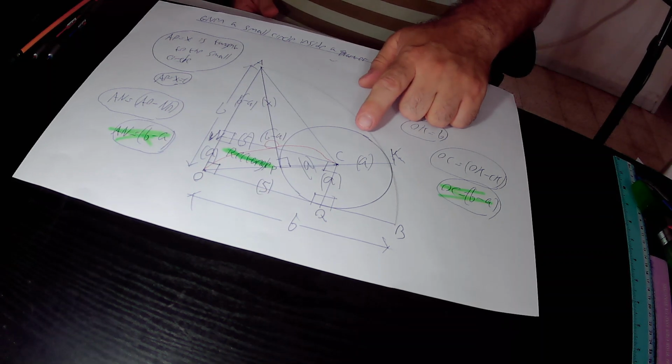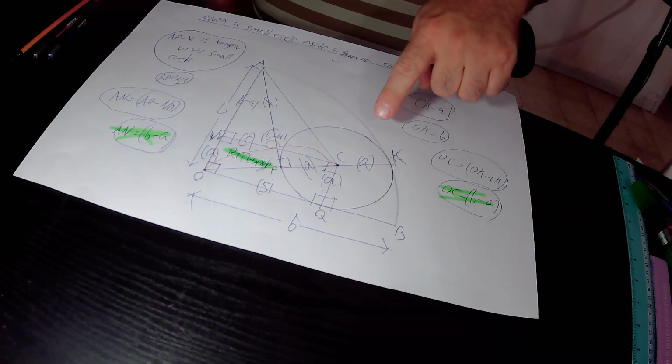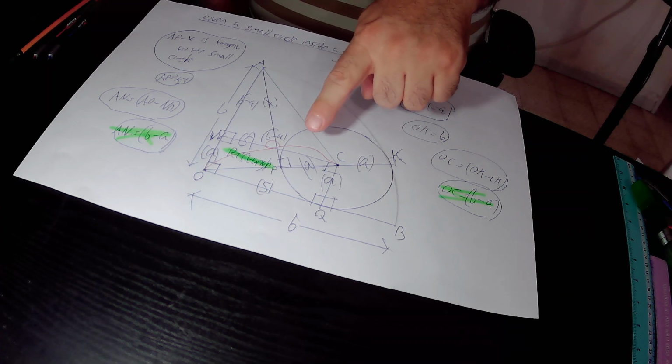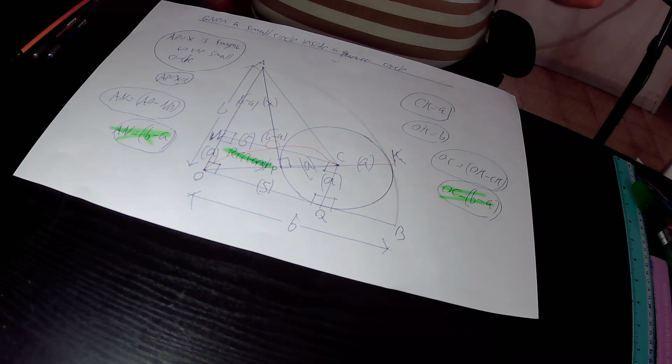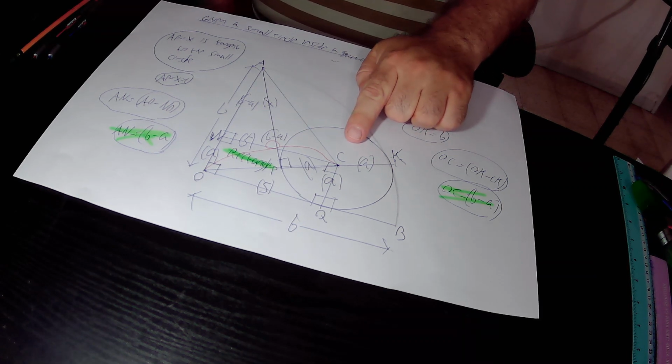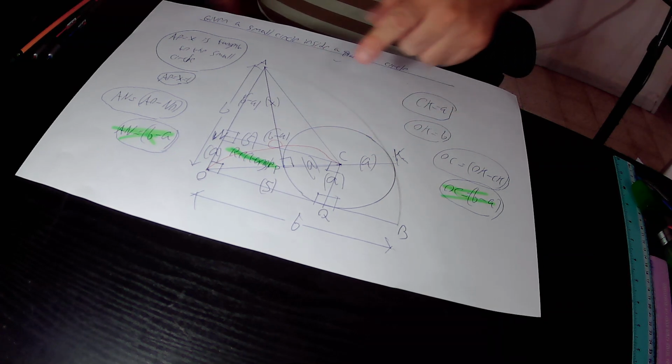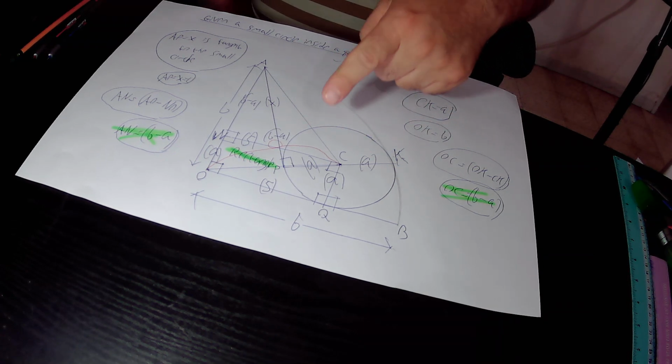In the next step, we join points P and C together by straight line. AP is tangent to this small circle at point P. So point C is the center of this circle, point P is the point of the small circle itself, therefore CP is the radius of this small circle, that is equal to A.